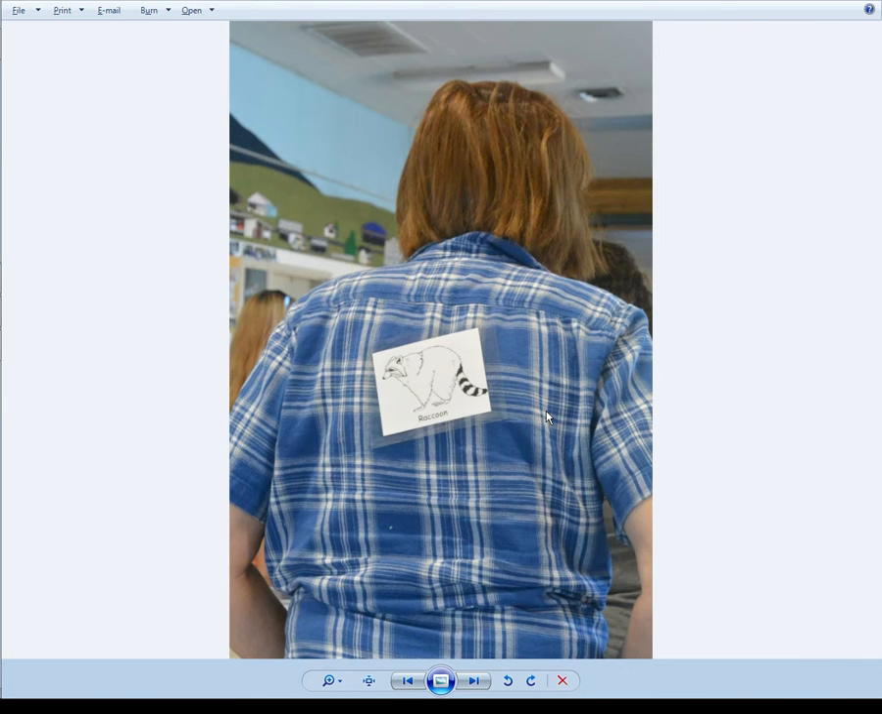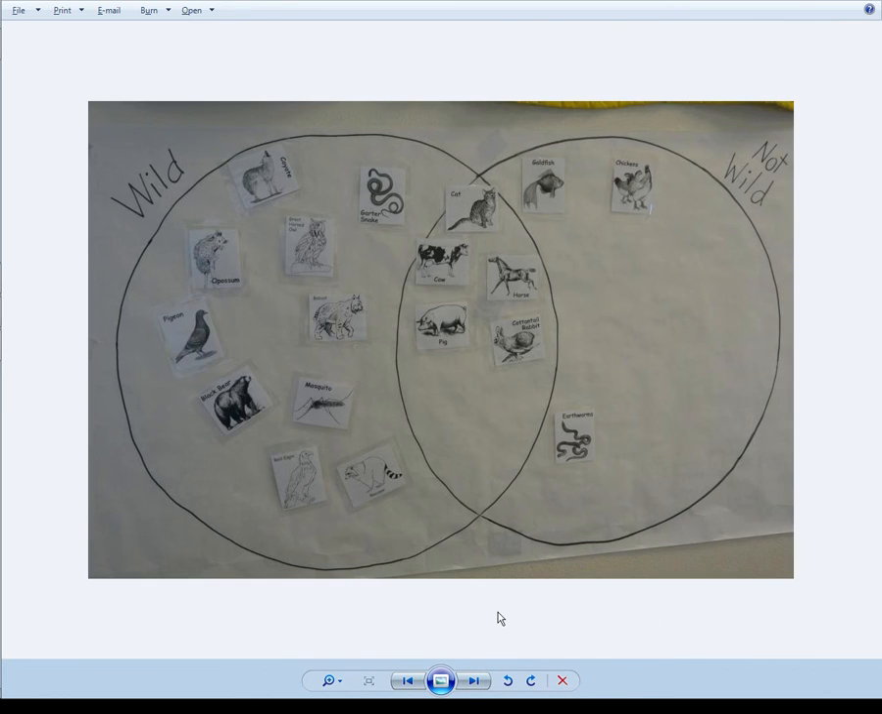As part of this activity, I also like to utilize a Venn diagram, which you learned about in the last unit in GEMS. You can use the Venn diagram to group the animals into two categories, wild and not wild, as shown here in this next picture. You can see an example of the Venn diagram that we created, and on one side you'll see it says wild, and on the other it says not wild.